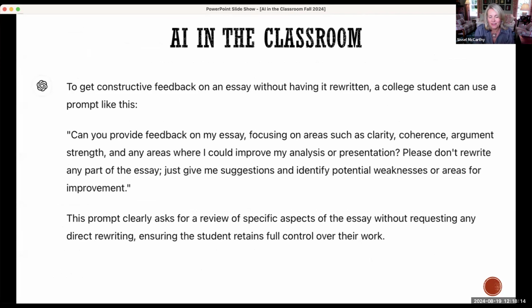Then we have them feed that AI version of the essay into ChatGPT using this prompt. And I actually asked ChatGPT, what's the best prompt for feedback on an essay without having it rewritten, right? Because that would violate our rules. So it said, can you provide feedback on my essay, focusing on areas such as clarity, coherence, argument strength, and any areas where I could improve my analysis or presentation. Please don't rewrite any part of the essay. Just give me suggestions and identify potential weaknesses or areas for improvement. So this is what it came up with when I did this.